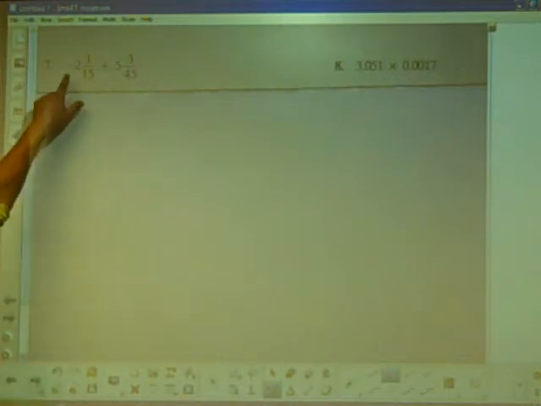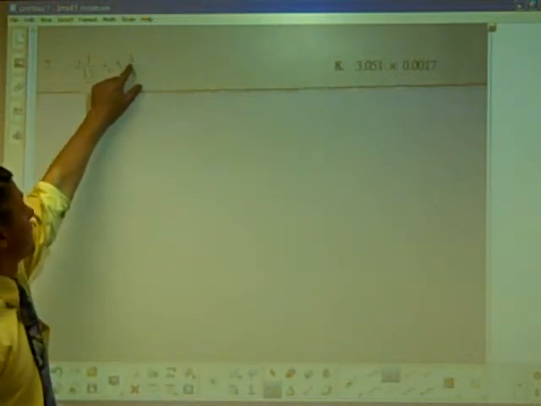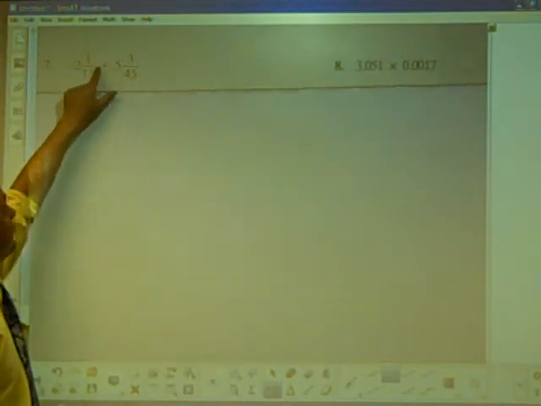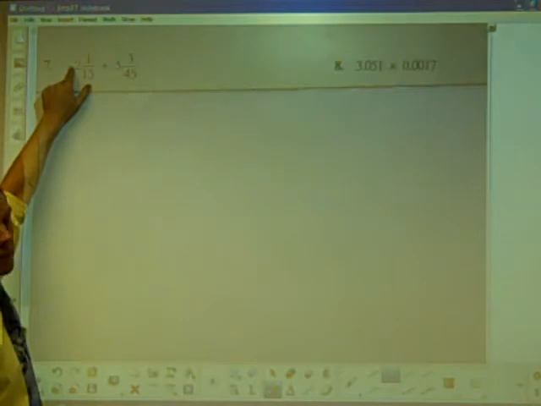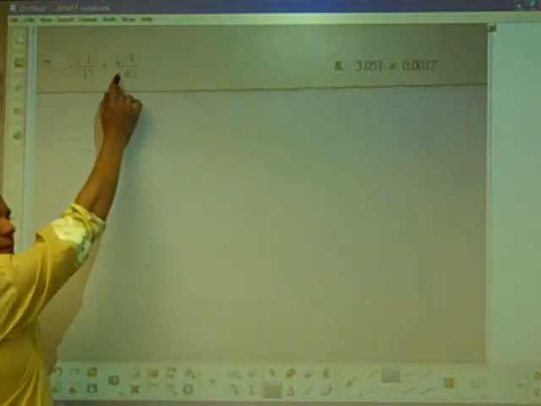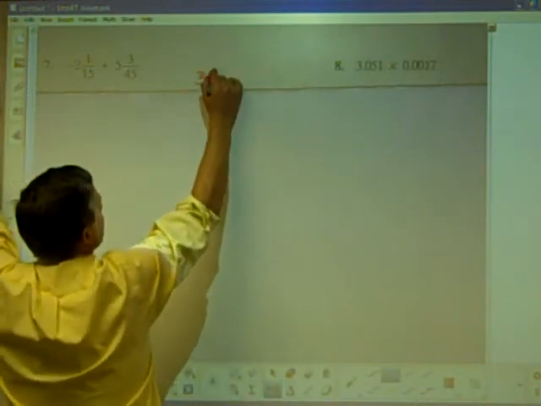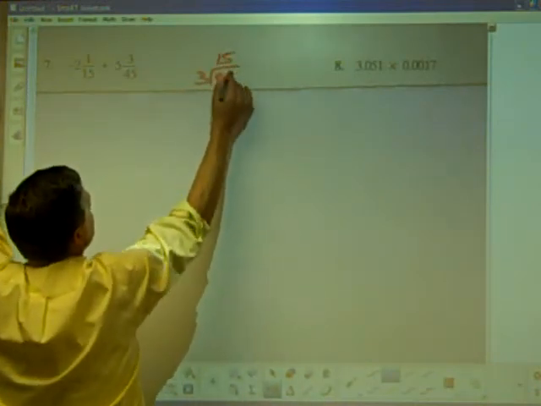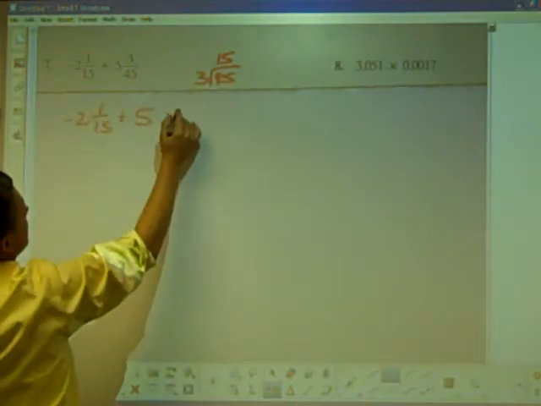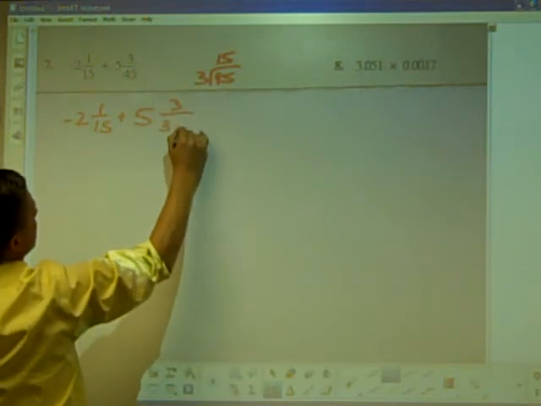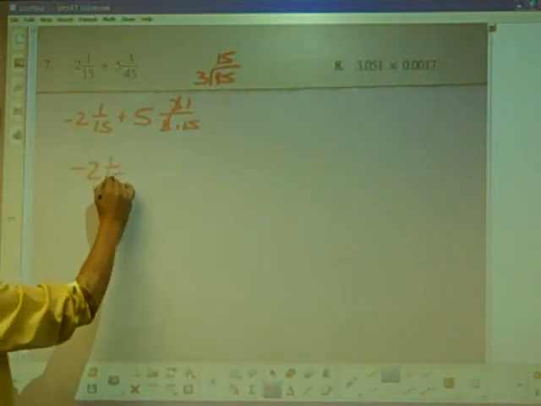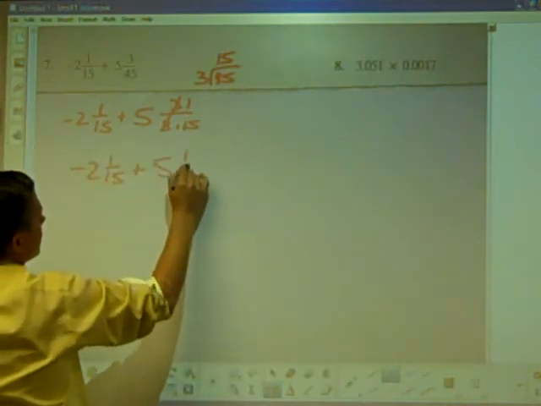The next one is -2 and a 15th plus 5 and 3/45. Here's what I notice. 5 plus -2, it's about 3. It has to be about 3. 3/45, if I see the 4 and 5, those are a factor of 3. So if I go 3 into 45, I see it's 15. So I can write this like this, which means I can cancel these. So I get -2 and 1/15 plus 5 and 1/15.